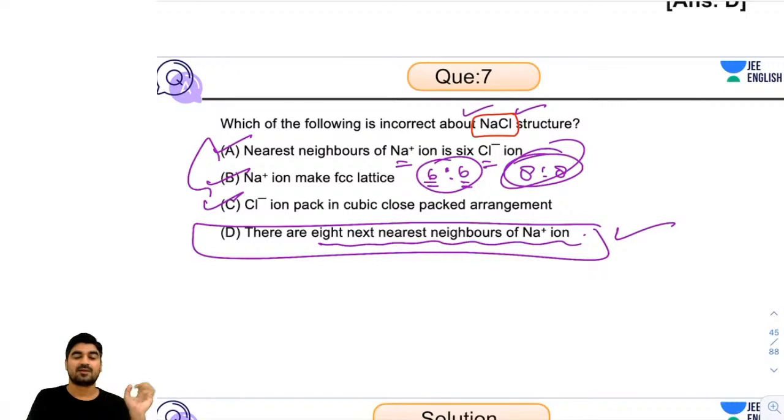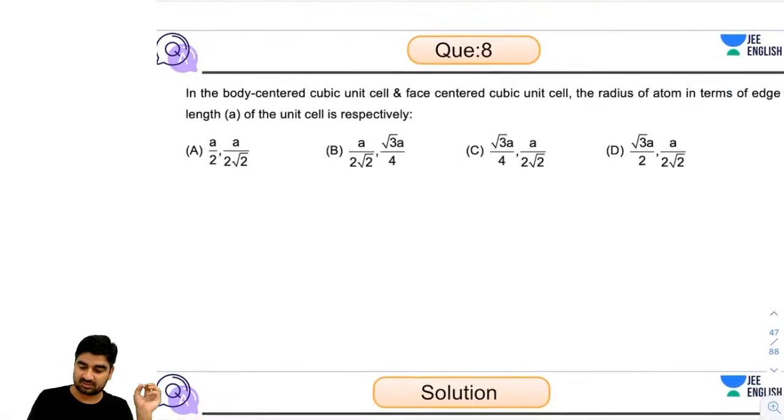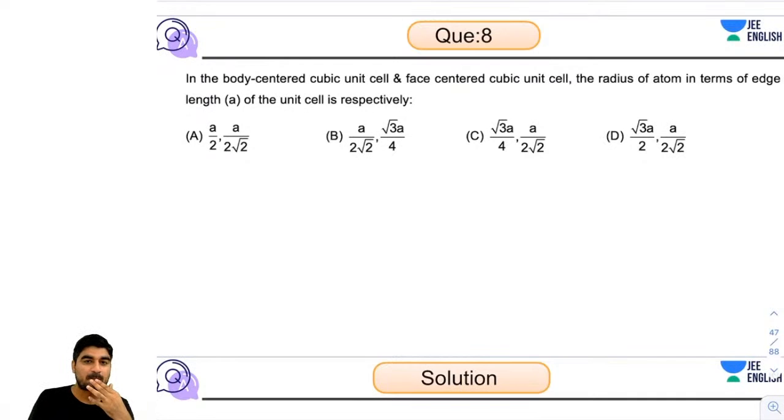Okay, guys. So now let's move to the next point. Do it now. Do it, guys. This is a simple problem. Every one of you can do it.